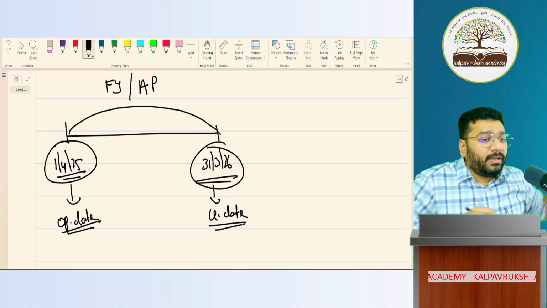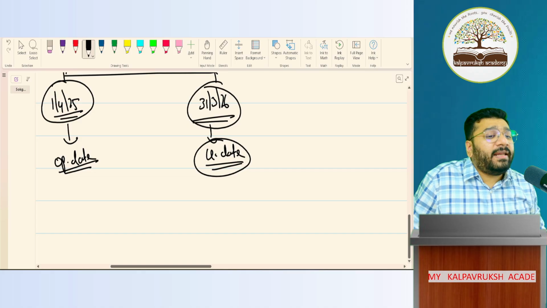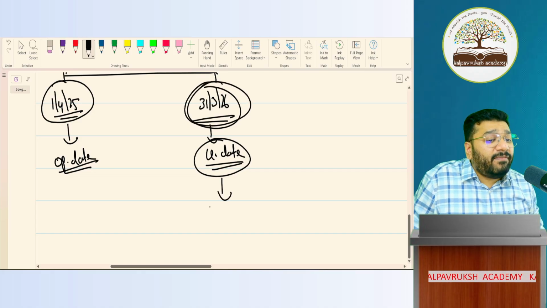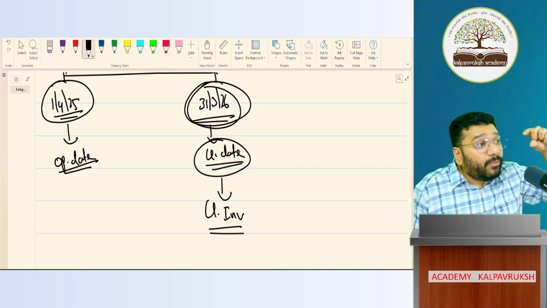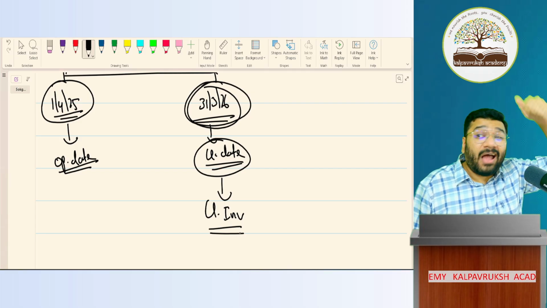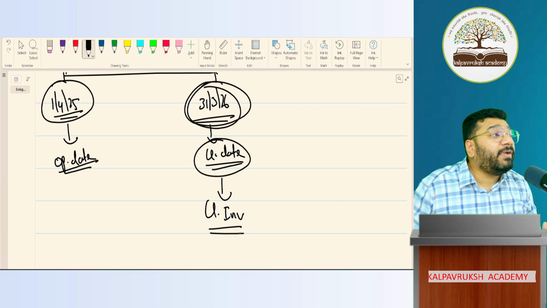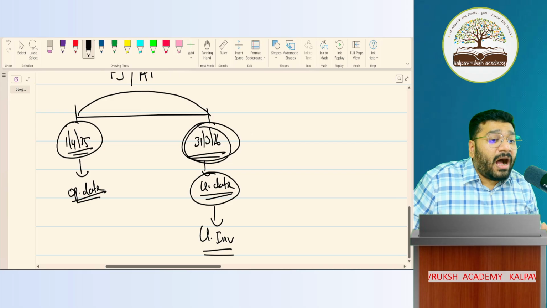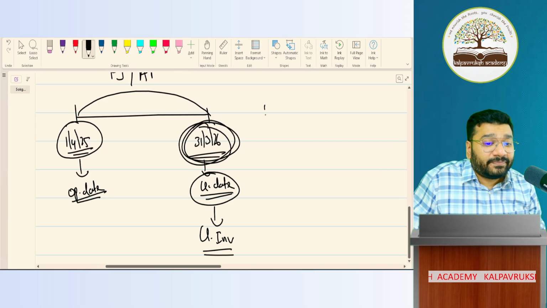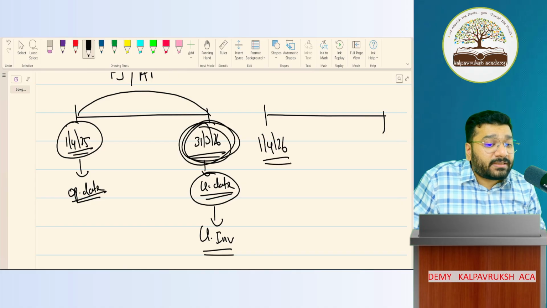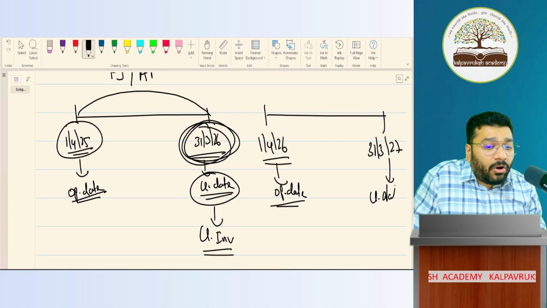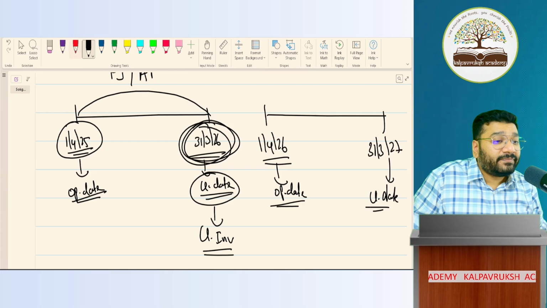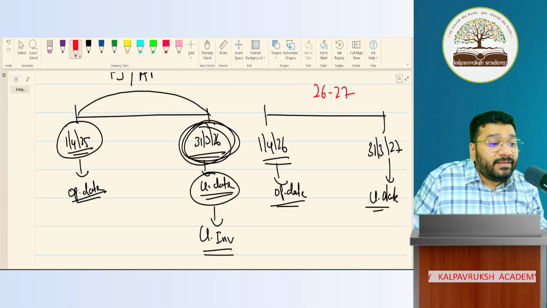Any problem in this? Now, whatever inventory is there on 31st March, we call it closing inventory. What do we call it? Closing inventory. If any inventory is lying at the end of the year, on the last day of the year, that inventory is called closing inventory. Got it, not got it? After 31st March 26, what is the next date? 1 April 26 to 31st March 27. This is the opening date of the next year, and this is the closing date of the next year. Of which financial year? 26-27.